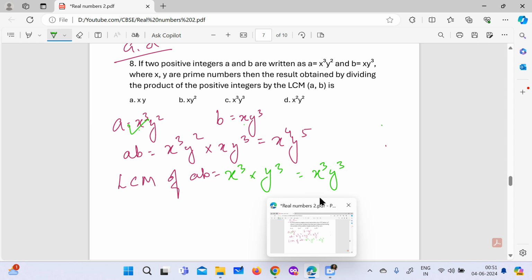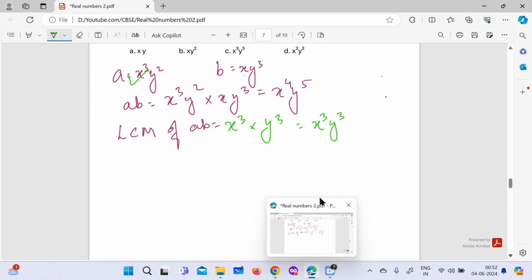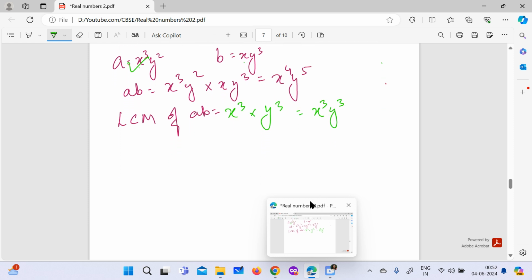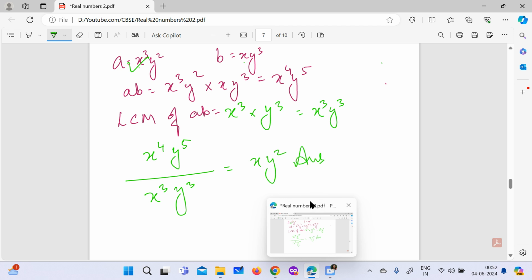Okay. Now the next part is the result. x, y are prime numbers, then the result obtained by dividing the product by the LCM. You have to divide the product by the LCM. So our product is x to the power of 4, y to the power of 5, and we divide this by x cubed, y cubed. So you get here x y squared. So this is the answer. I hope this is clear to everyone.